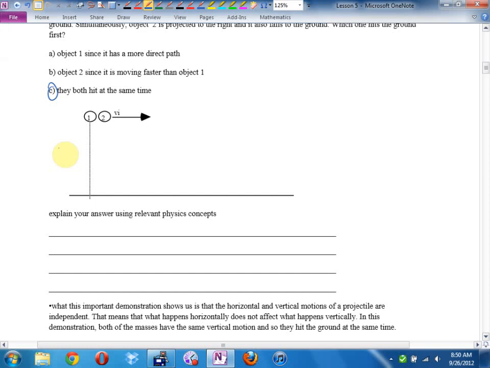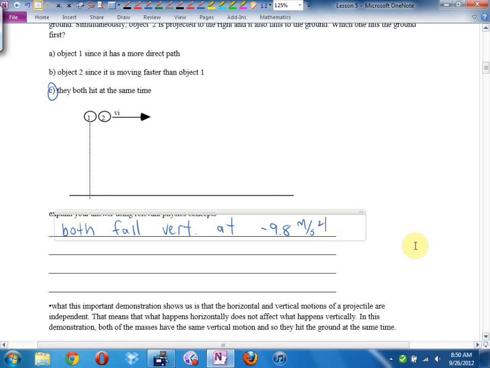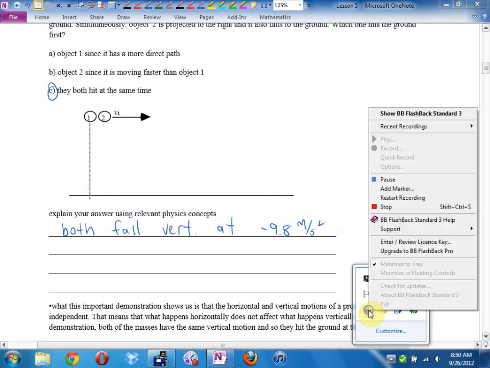All the same, right? Both fall vertically at negative 9.8 meters per second squared. They both have an initial vertical velocity of 0. And I think I have a video demonstrating this. Give me a second here.